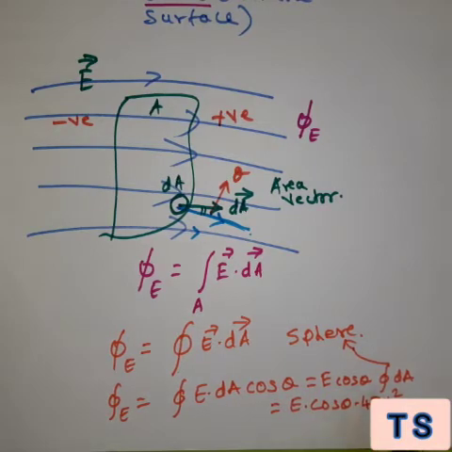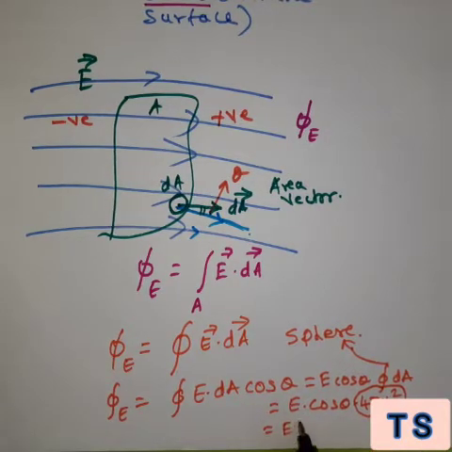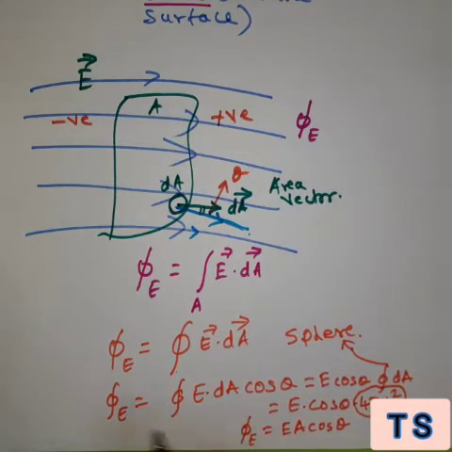Or if I am talking in general and I am not taking any sphere, then I write this as E A cos theta. So my phi E equals E A cos theta is the general equation, and we will be applying this equation in many cases.